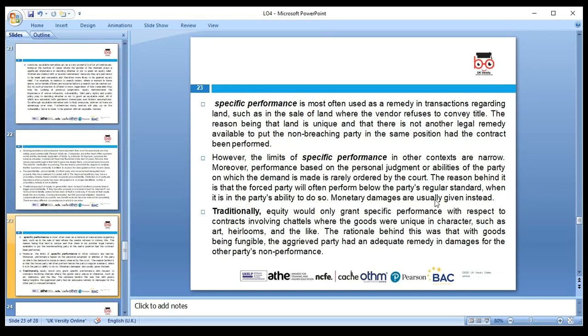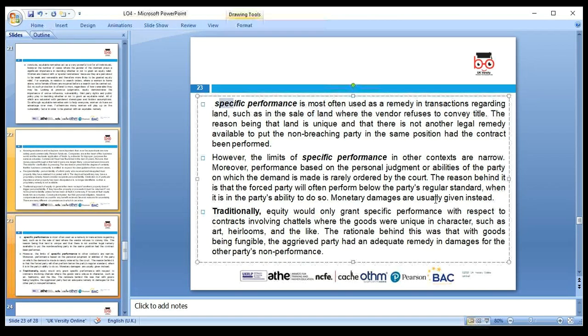Any questions? No? Okay, I included a slide to summarize. Specific performance is the remedy most often used in transactions regarding land, such as the sale of land where the vendor refuses to convey the title. The reason is that land is unique and there is no other legal remedy available to put the non-breaching party in the same position had the contract been performed.